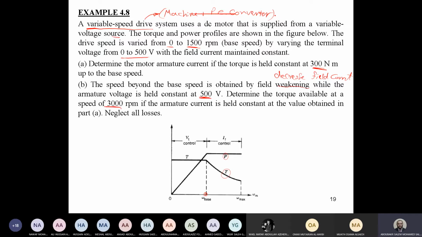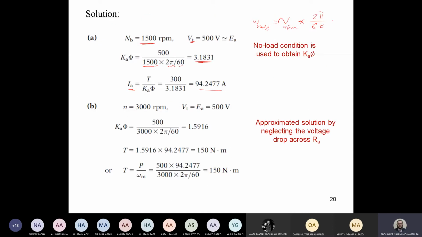Power is constant, and we need to calculate the machine torque. Considering that, we are going to neglect all of the machine losses. So simply, now for field weakening at speed of 3000 RPM, neglect the voltage drop across the resistance. So we can say now the copper loss is neglected, and we may say V terminal equals E_A equals 500. So this is the assumption of neglecting losses.